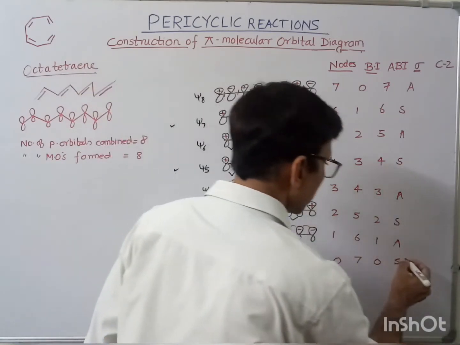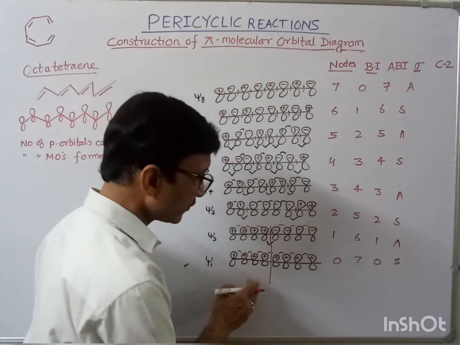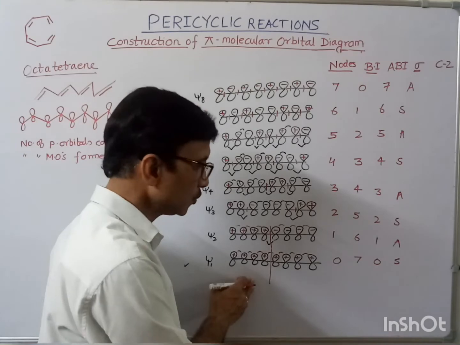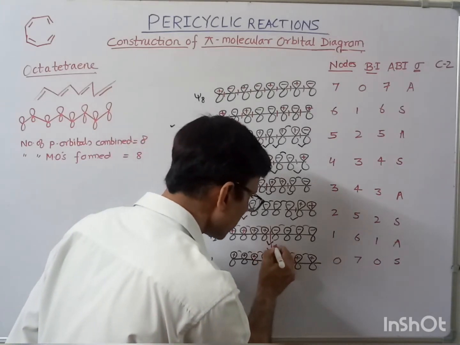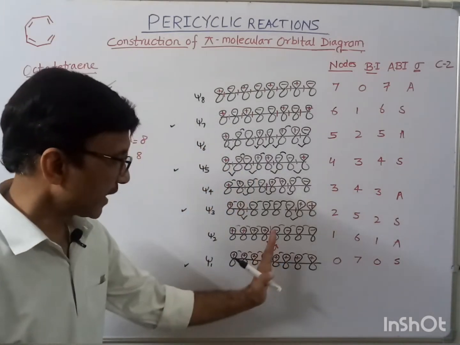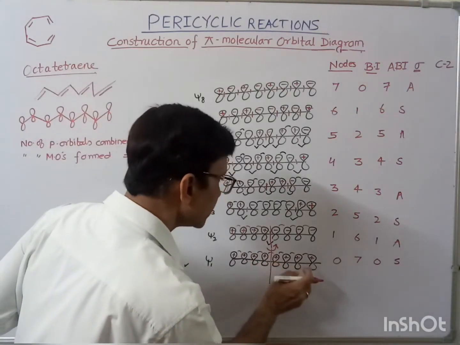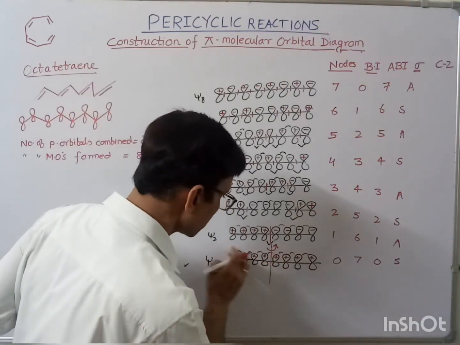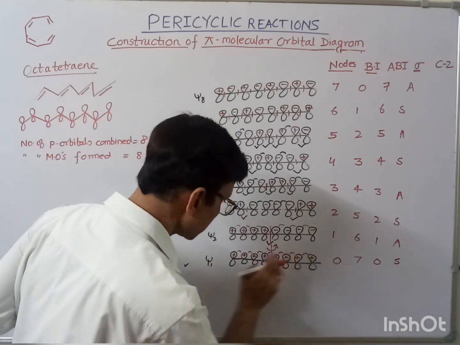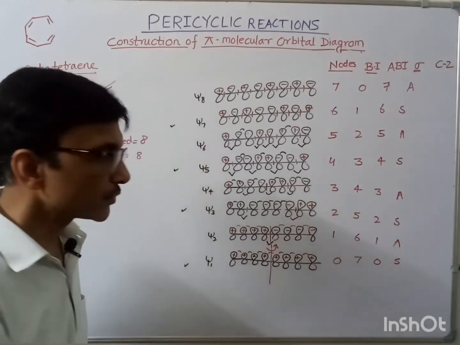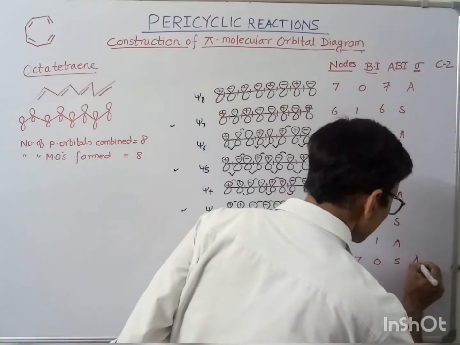In the same way, check whether it is symmetric with respect to C2. For this, what should you draw? Draw an axis and rotate it by 180 degrees. If you rotate, then in place of plus this minus will come, and in place of this plus this minus will come. That's why it is anti-symmetric with respect to C2.